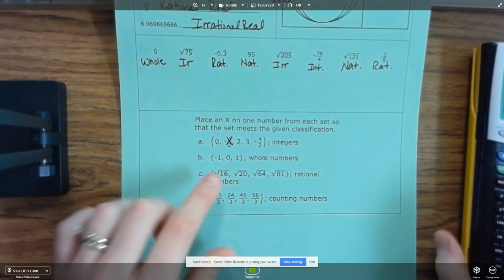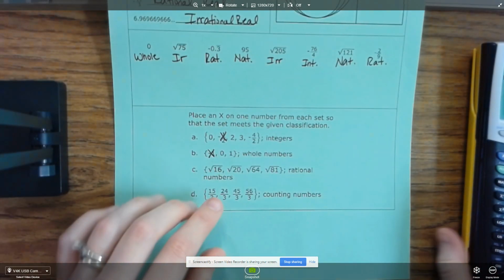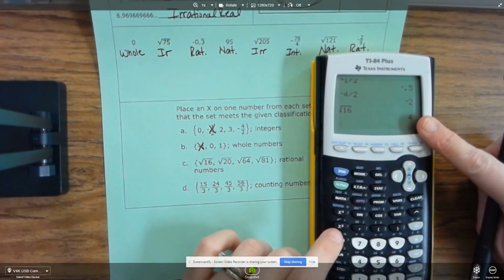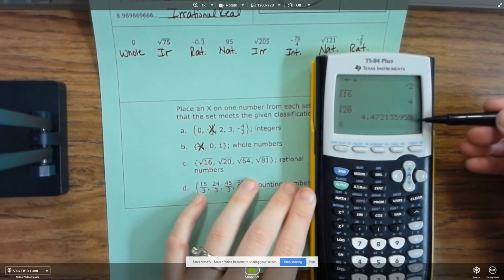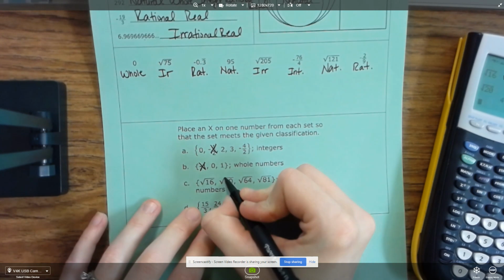This one is not. So now I need whole numbers. So -1 is the only one that's not a whole number. And then rational numbers. So the square root of 16 is a whole number. The square root of 20 is an irrational number. And so that's the one that I can eliminate.